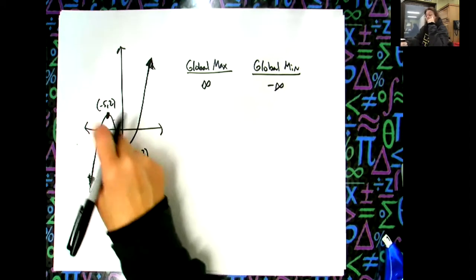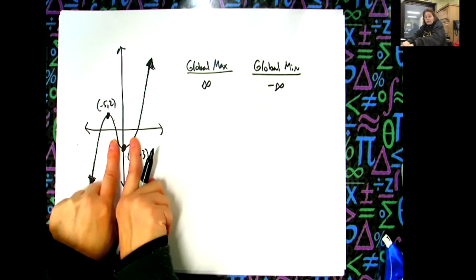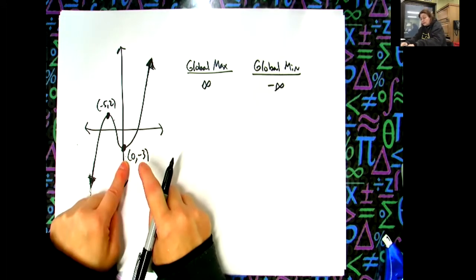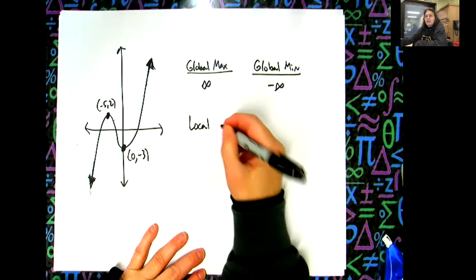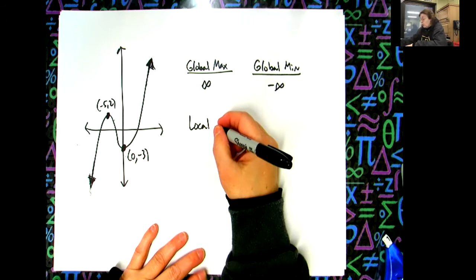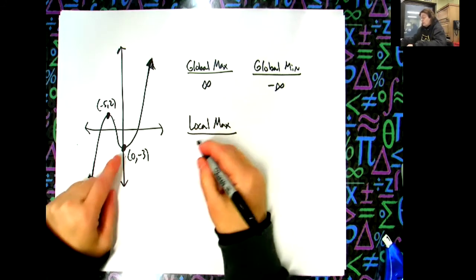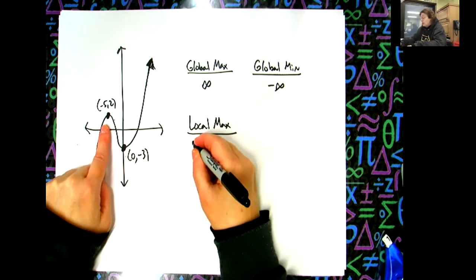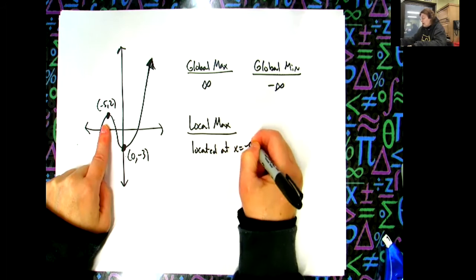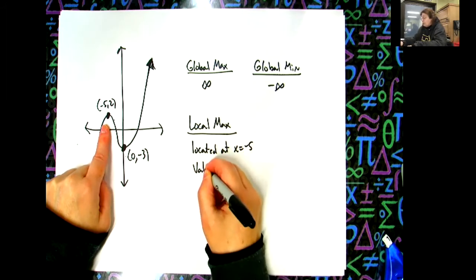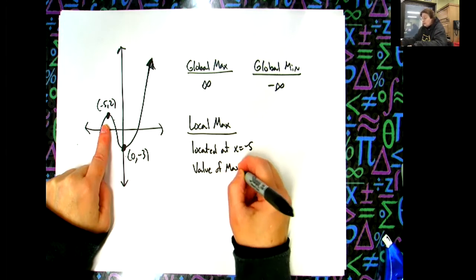All right, these two are going to be our local, because if I look at just this portion right here or this portion right here, then that's a local max and this is a local min. Now it depends. I think at some point in time, I do let you start writing them as ordered pairs. But let's start with local max. It's going to be located at x equals -5. The value of that local max is 2.